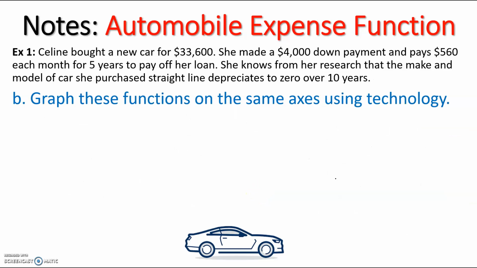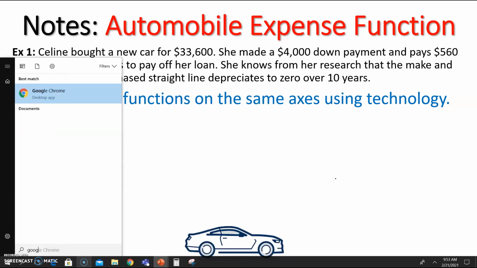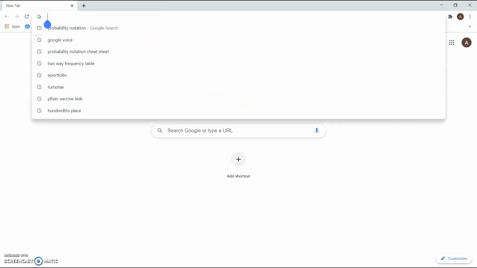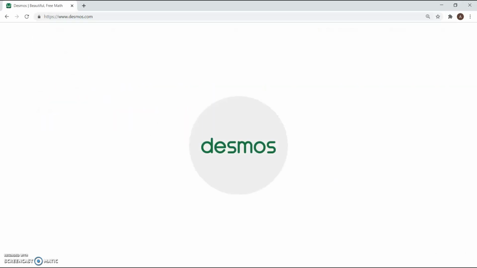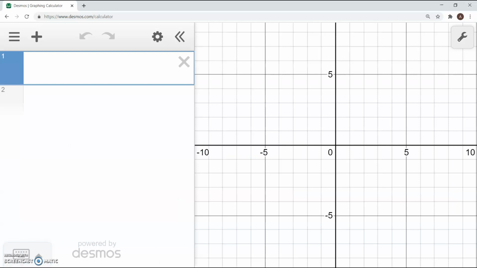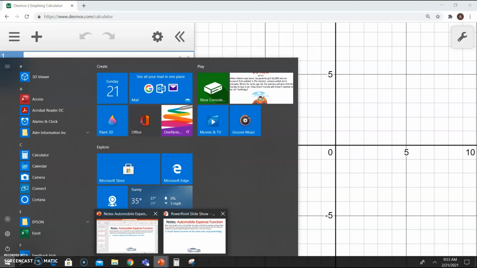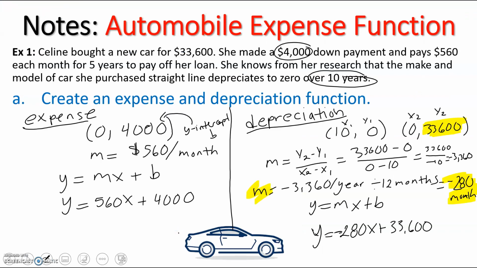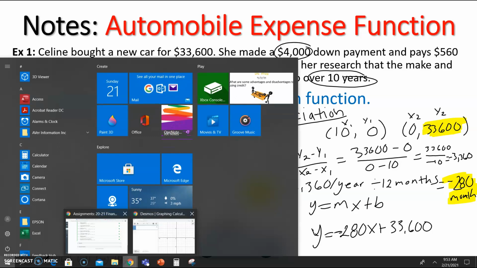Now let's graph these functions on the same axes using technology. So let's go ahead and use Google Chrome and Desmos. Now we have our 2 equations. Let's jump back just so we remember what they were. y equals 560x plus 4,000.